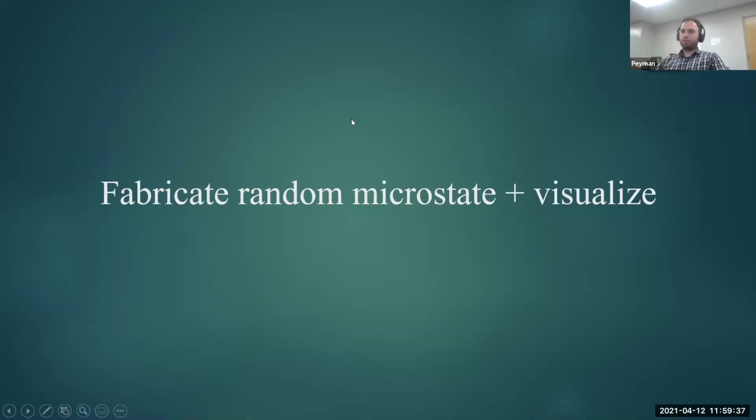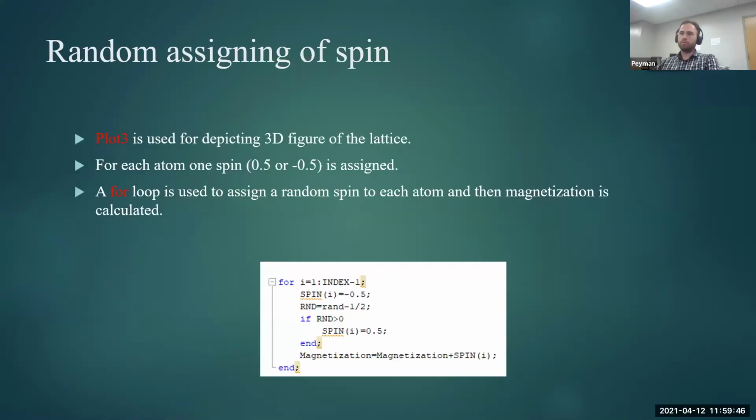Hello everyone. In this part, I'm going to explain part 6 about assigning microstates and how to visualize them. So for random assigning of different spins to the nodes, a for loop is needed. The assignment of spins is random, therefore we need to use the rand function in MATLAB. The rand function produces positive real numbers less than 1.